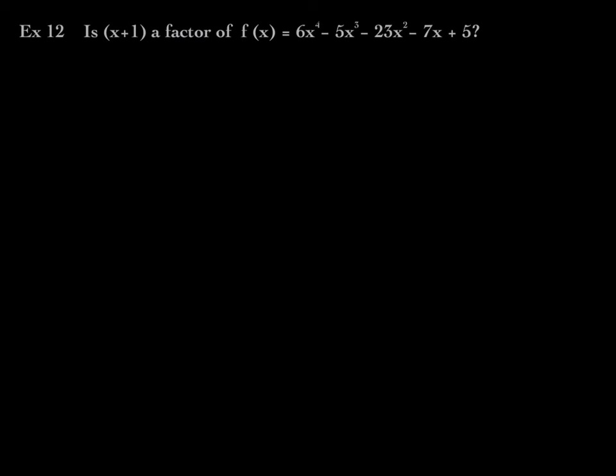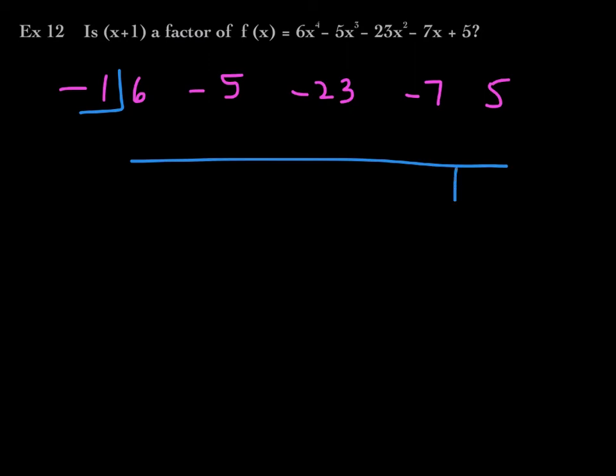All right, I always check to make sure I'm not missing any terms here. So degree 4, degree 3, degree 2, degree 1, degree 0. So we are good. My coefficients are 6, negative 5, negative 23, negative 7, positive 5. And the number out here is negative 1. All right, so we're going to check out that remainder.